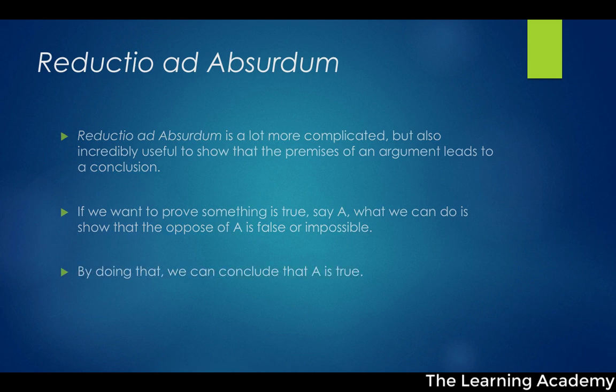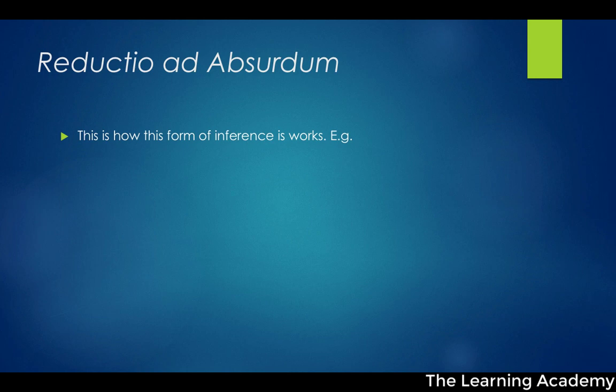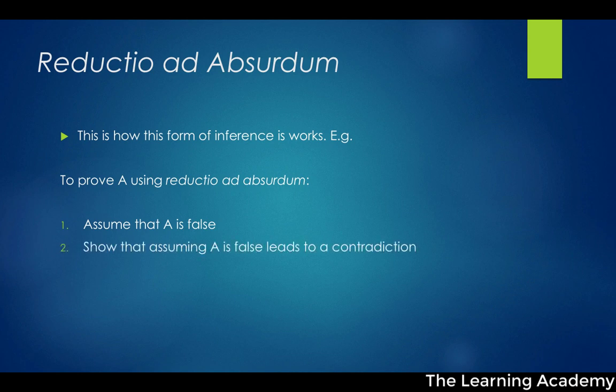So let's have a look at what this means. Let's see how this inference works. To prove A using reductio ad absurdum, what we do first is we assume A is false. Okay, we will say A is false. We should then show that by assuming that A is false, this causes a contradiction within the argument, and then conclude that A has to be true. If we were to do this through the formal premises and conclusions, it would sound a little bit like this. Ready?